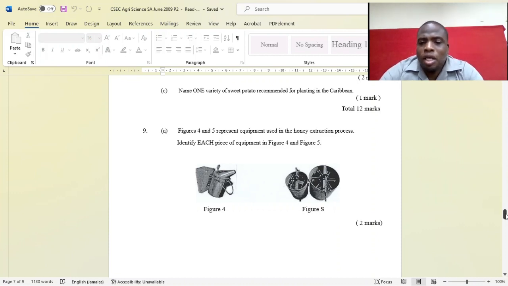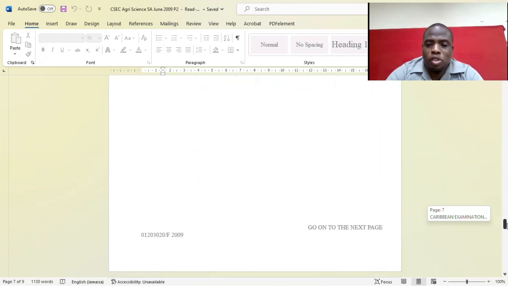On the right, we have figure five. That's the honey extractor, which uses centrifugal force to remove the honey from the frames. You have electrical or manual ones that spin the frames and allow the honey to be removed from the cells, after which it is strained and bottled accordingly and may be sold.